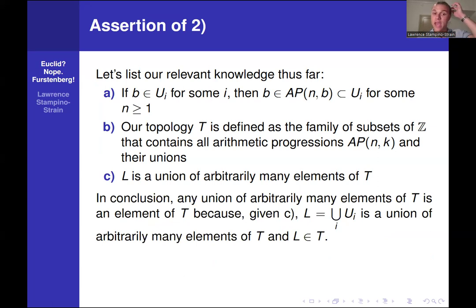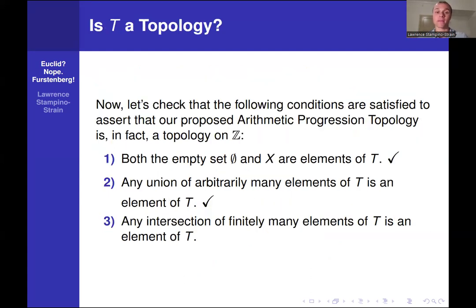So in conclusion, any union of arbitrarily many elements of T is an element of T because, given C, L is a union of arbitrarily many elements of T, and L is an element in T. Now, that was definitely a mouthful, but we've shown that any union of arbitrarily many elements of T is an element of T for our arithmetic progression topology. So we can put a little check mark next to assertion number 2.